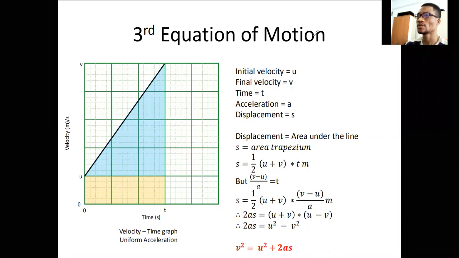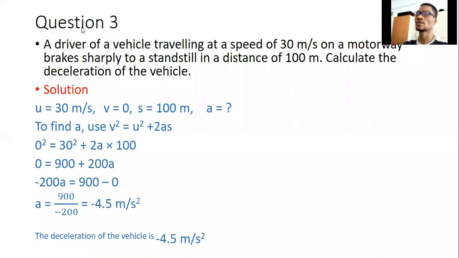Okay, let's consider some practical examples. So this is our question. The driver of a vehicle traveling at a speed of 30 meters per second on a motorway brakes sharply to a standstill in a distance of 100 meters. Calculate the deceleration of the vehicle.